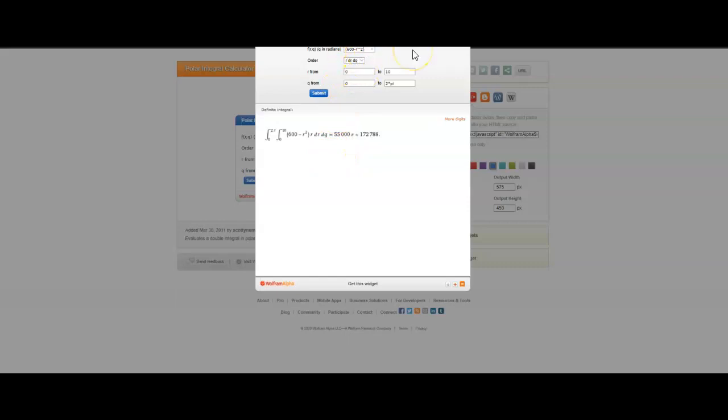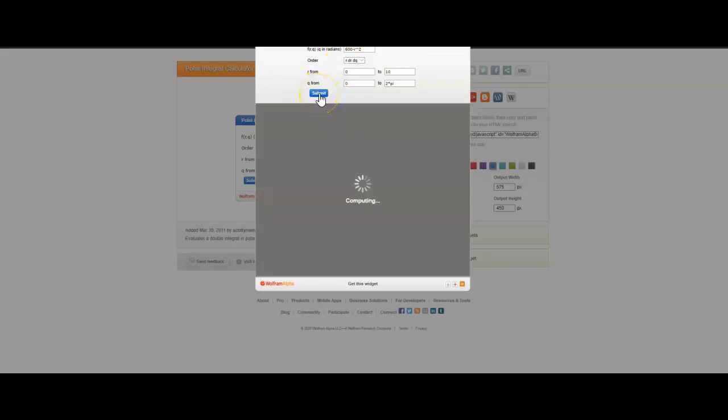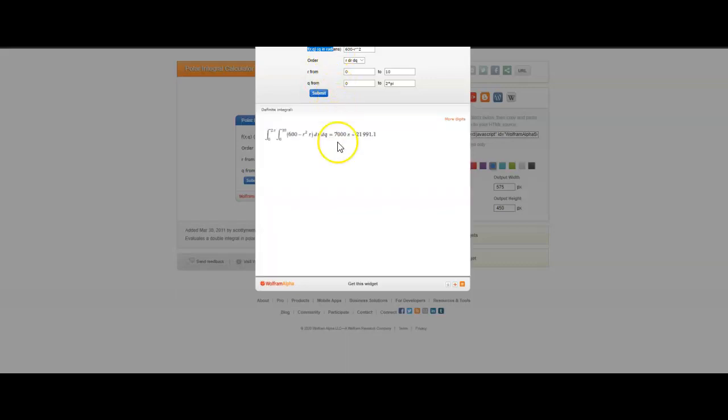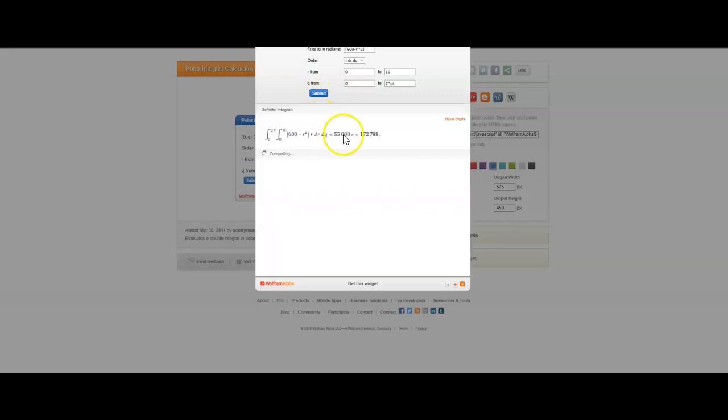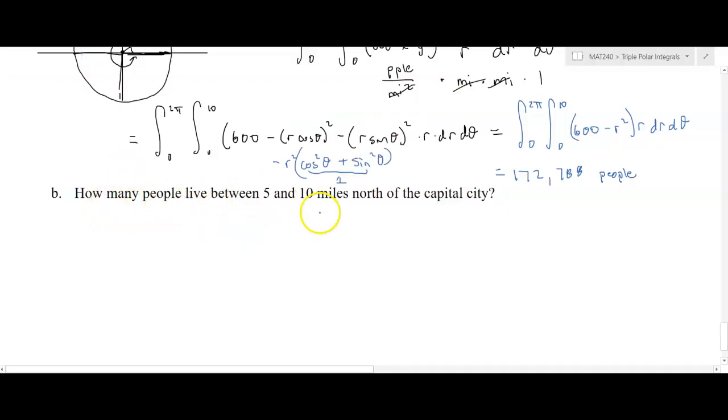If I omitted the parenthesis here, this is kind of just a glitch in this technology, something really odd is going to happen now. We're going to get a different answer. Now the r is multiplying the r squared, but it's not multiplying the entire 600 minus r squared like we wanted, so we get a different answer. So we just want to make sure that whatever function we put into this double integral calculator, we wrap it in parentheses. And so when we submit that, we get an answer of 172,788 people. Now we could also answer more interesting questions like how many people live between 5 and 10 miles north of the capital city.